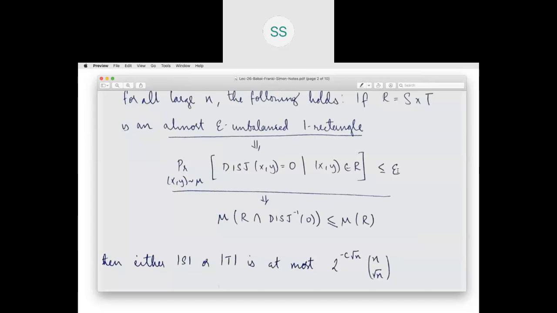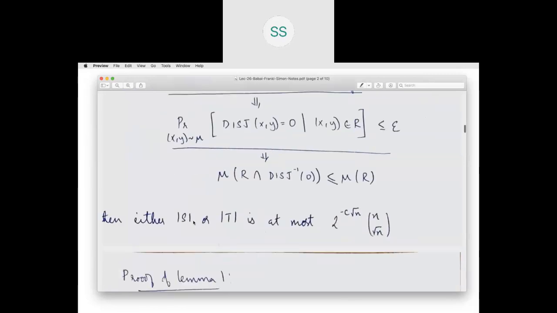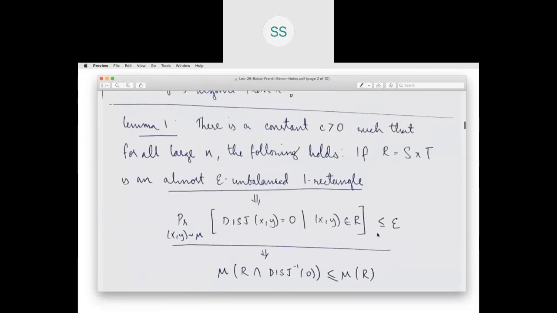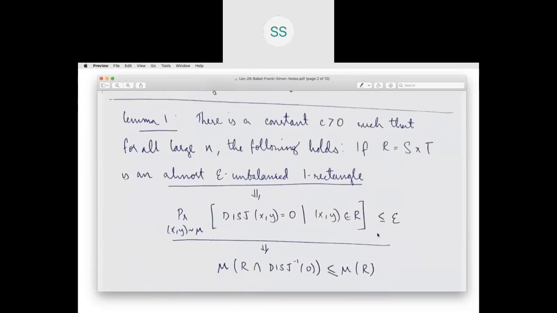Suppose R is an epsilon unbalanced one rectangle, with size S cross T. Then either the number of rows, that is S, or the number of columns, that is the size of T, is at most 2 power minus c square root n times n choose square root n. So let us just see this once again.